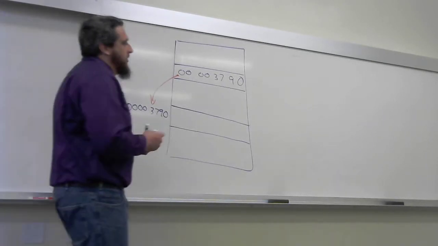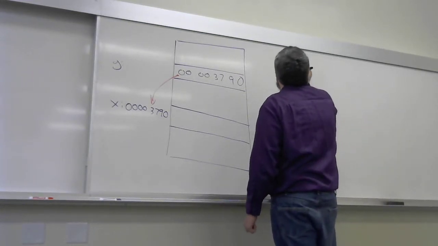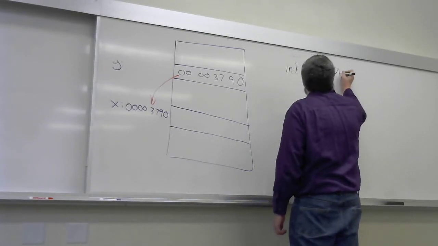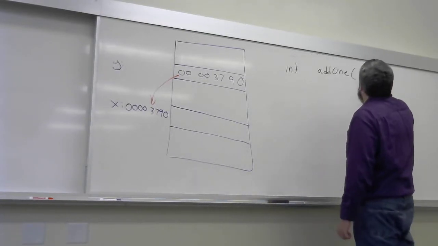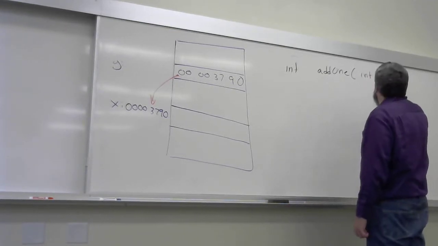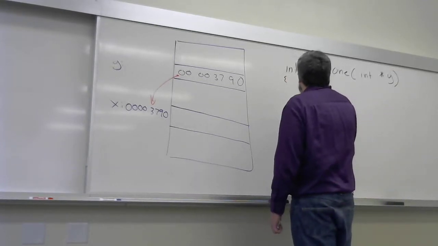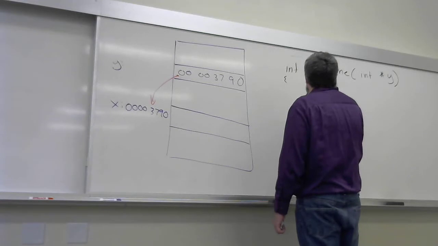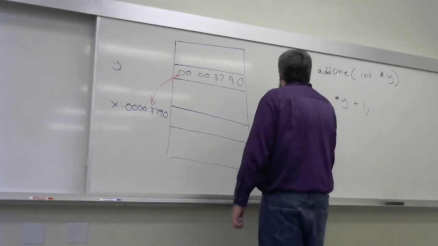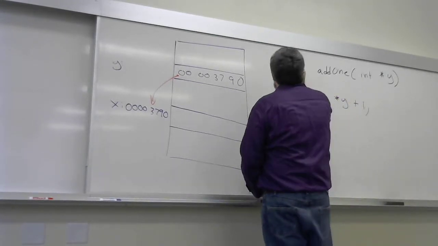Let's suppose I have another function over here. I have the function int add1. This is going to be an int *y. That's going to be *y = *y + 1. It's going to return 0. Let's make it 4.